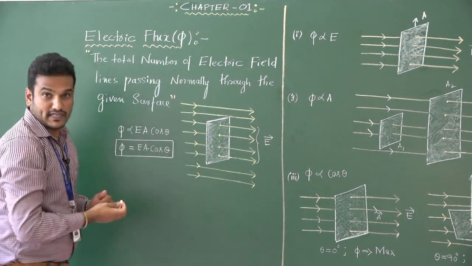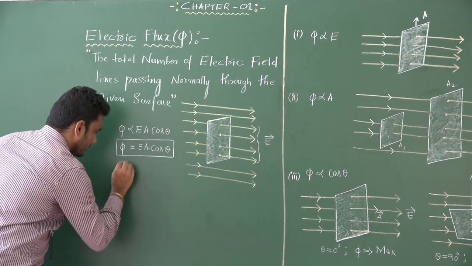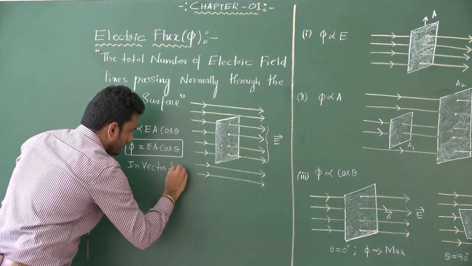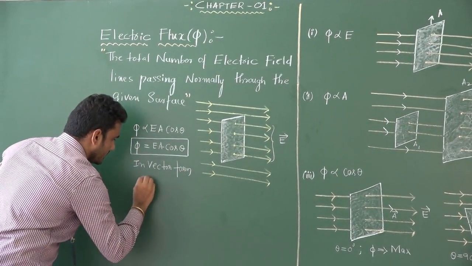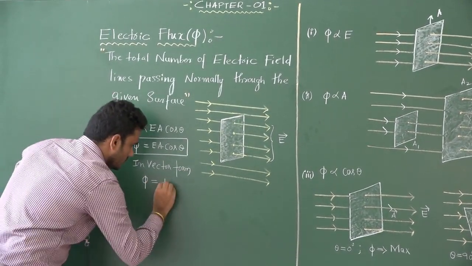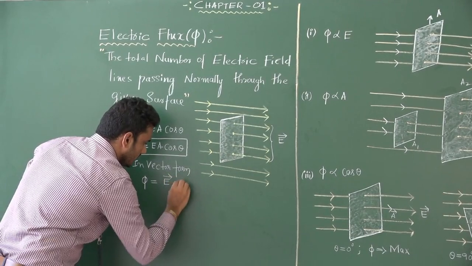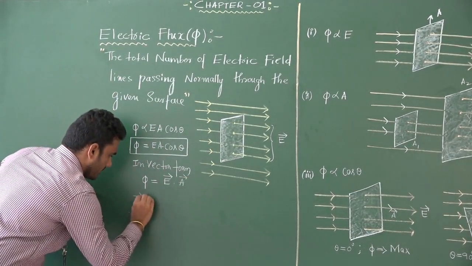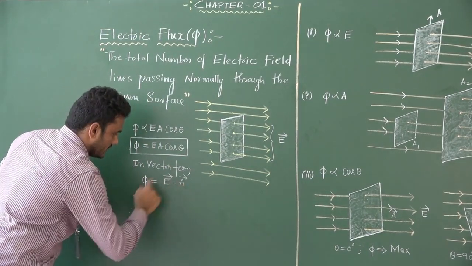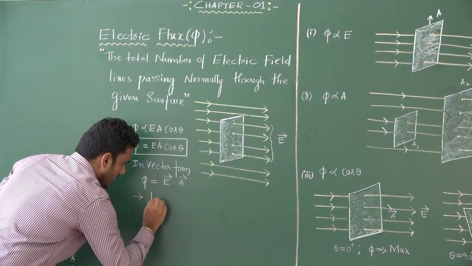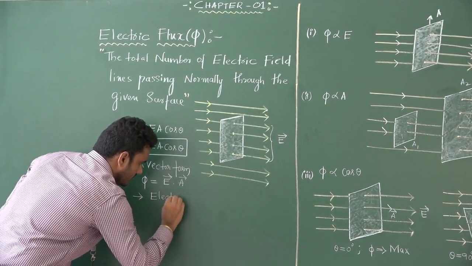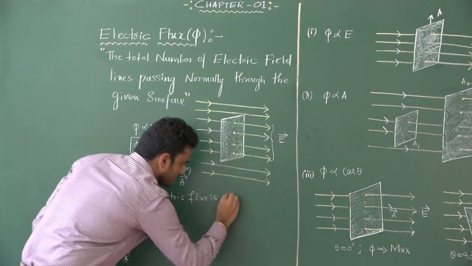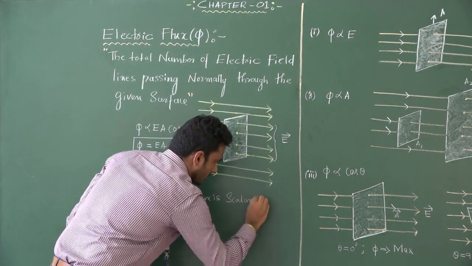We can express it in vector form. In vector form, we can write phi is equal to E vector dot A vector. Product of two vectors is a scalar. So electric flux is a scalar quantity.